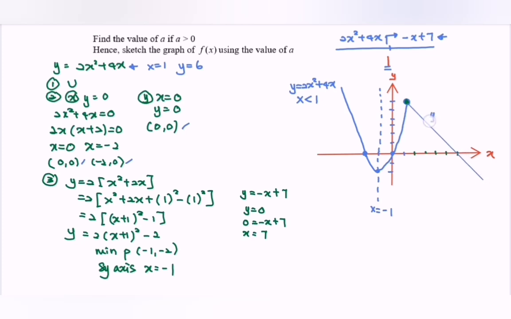So that is the graph of y equals negative x plus 7. Here we have the coordinate (7, 0). Here we have the coordinate (1, 6). Here we have the coordinate (negative 2, 0). Then here we have (negative 1, negative 2). So that is the graph for the function f(x).